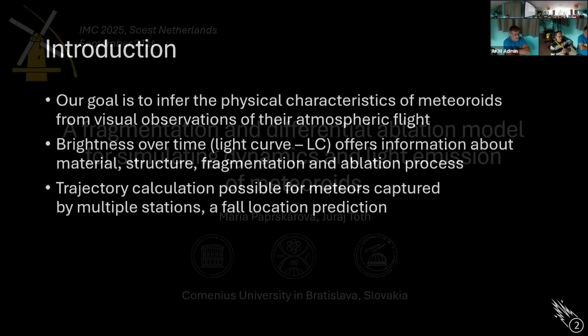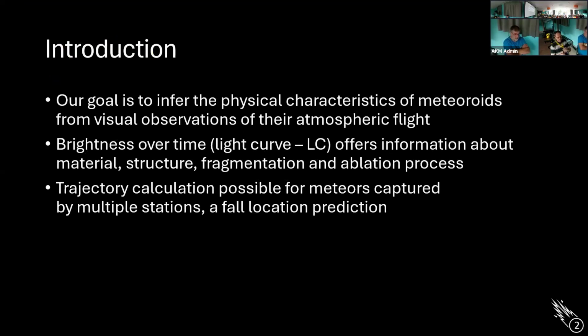So, what we are trying to do is to infer the physical characteristics of meteoroids. Thanks to AMOS cameras, we have a lot of visual observations to use and also a lot of multi-station observations. So we have calculations of trajectory and also the absolute brightness. So what we focus on is to build a model that would be able to fit those observations, and the parameters that we use will be our estimation of the parameters of the meteoroid.